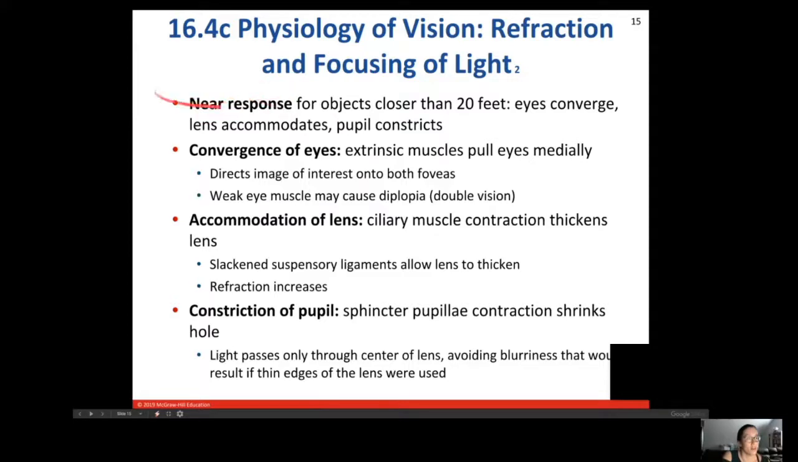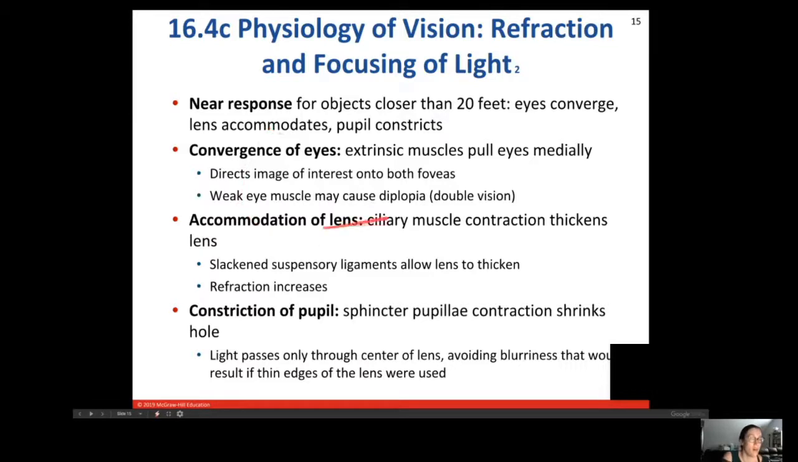So we have something called the near response. If we're looking at something close up, like your watch or your computer screen, anything closer than 20 feet, the eyes do what we call converging. Your medial muscles are activated and the eyes look closer. If you are looking towards something on your wrist, you can see your eyes come together and you look towards your nose. So your eyes converge. The lens accommodates.